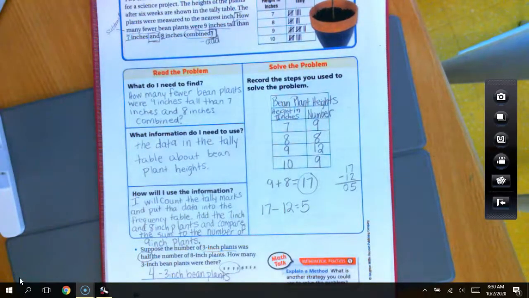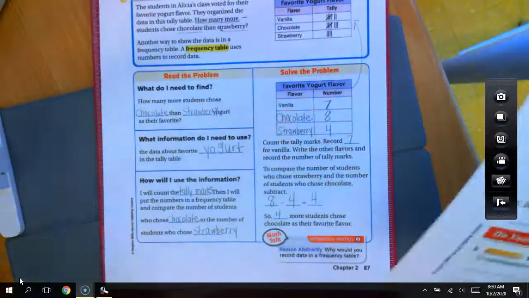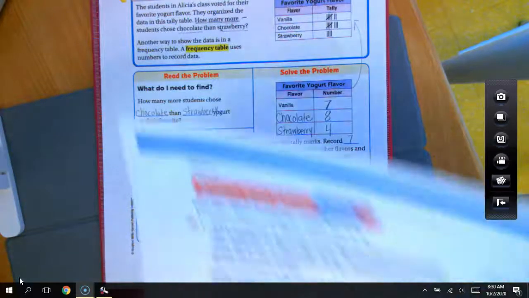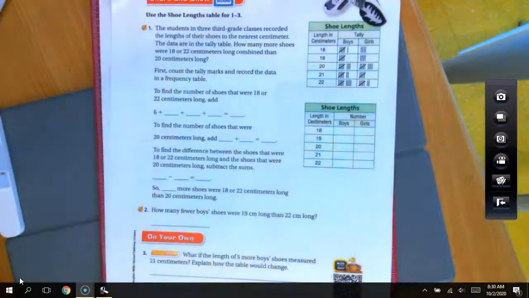Okay, let's go on and look at page 89. I know this is a lot of information, boys and girls, but we are going to be using this throughout our entire chapter, so I really need to make sure you understand what we're doing. All right, boys and girls, now we're on page 89. So go to page 89. We have a few more problems, and then you can try some on your own.